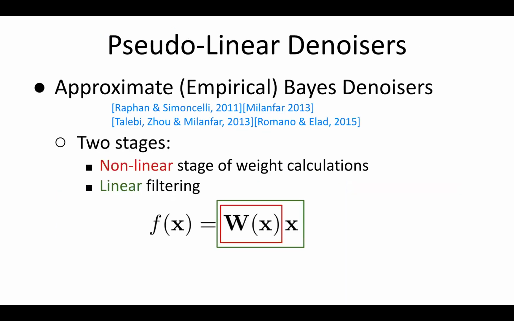So pseudo-linear filters, it turns out these are approximations or empirical Bayes approximations. This has been shown in a number of different papers over the years. And again, to repeat, they have two stages. They have a nonlinear stage, which is the stage where the weights are calculated. That's W of X. And then once the weights are calculated, the weights are fixed. And then at that point, it's simply a linear filter where W is applied to X. This formulation turns out to make the analysis of these filters rather convenient. And I'll talk a little bit about that later.